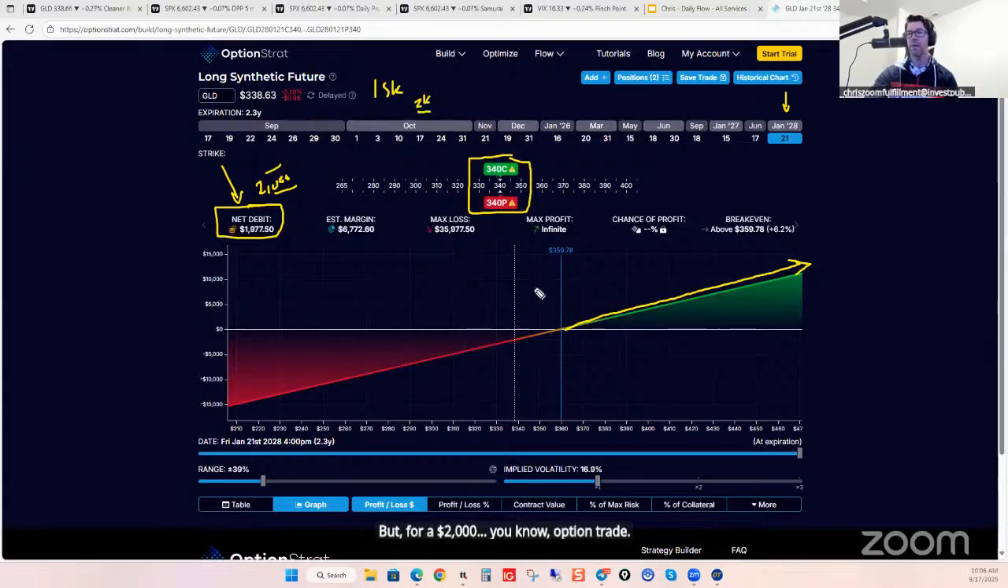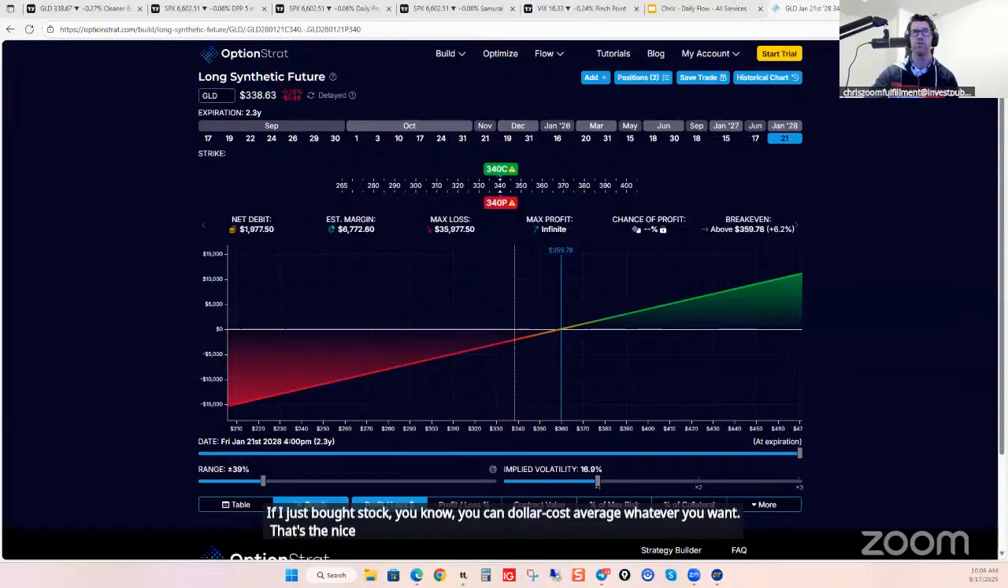But what do we need to have happen? Well, we obviously need price to go up. If I just bought stock, you can dollar cost average whatever you want. That's the nice thing about fractional shares. You don't have to buy 100 shares of anything. You can buy what you can afford.